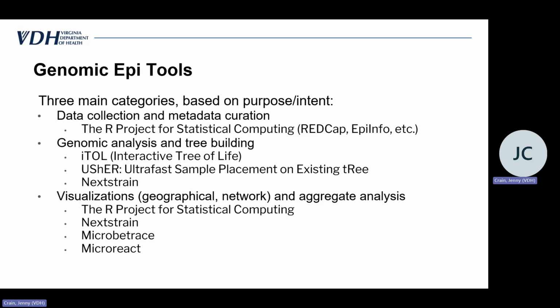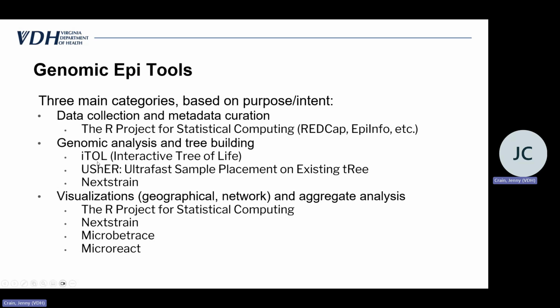So in general, one main category would be tools that are used for data collection or metadata curation in some ways. A lot of you are already familiar with EpiInfo or REDCap surveys in terms of collecting data, but they can also be used in conjunction with R for statistical computing, and you can use the exports from these tools to do some basic metadata curation and visualization. In addition, genomic analysis or tree building tools are tools that allow you to do some basic analyses or run some statistical models to create phylogenetic trees.